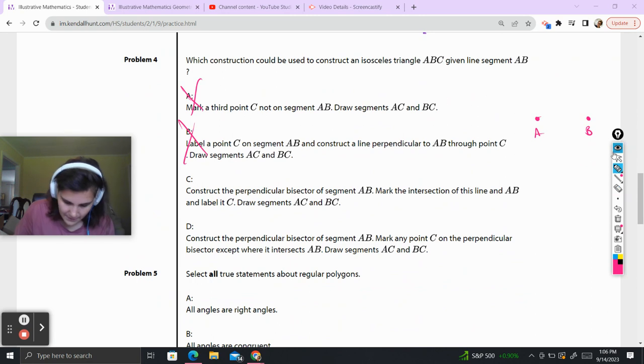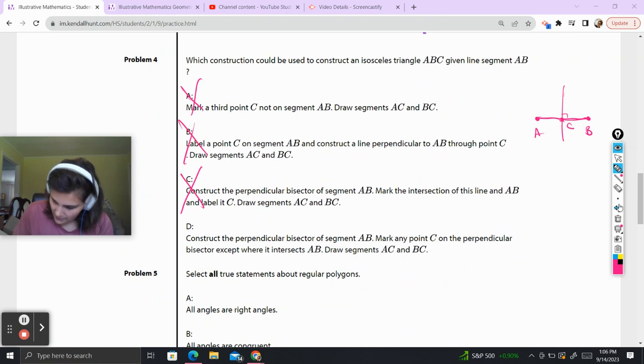C. Construct the perpendicular bisector of segment AB. So we've got segment AB. We construct the perpendicular bisector using our constructions. Mark the intersection of this line and AB and label it C. Draw segments AC and BC. This also doesn't make a triangle, so nope.